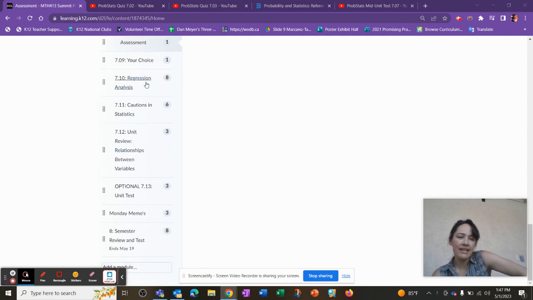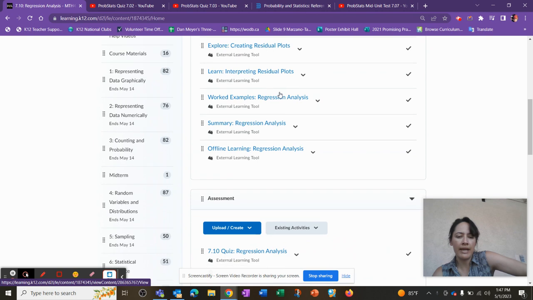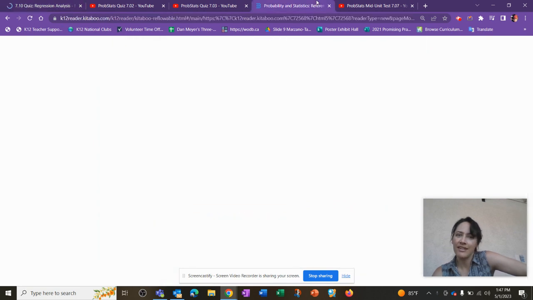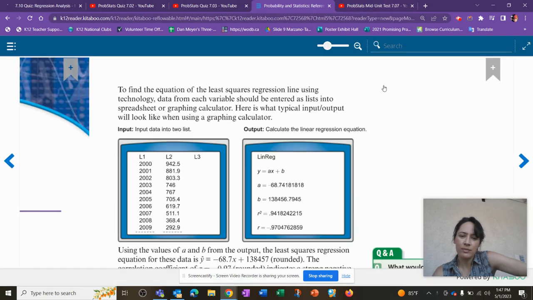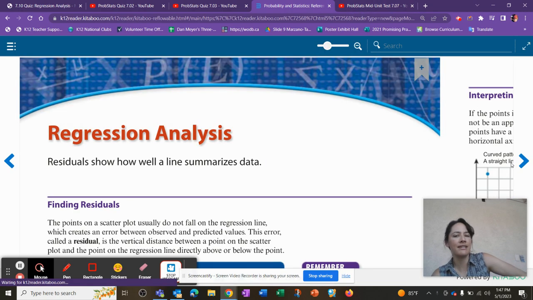Look at this. 10 and 11, and here we go. Regression analysis. Okay, let's take a look. We're also going to go look at our book because it's important. We need to also understand what they want us to talk about. We have these little mini lessons, and we'll figure this out, review it together.